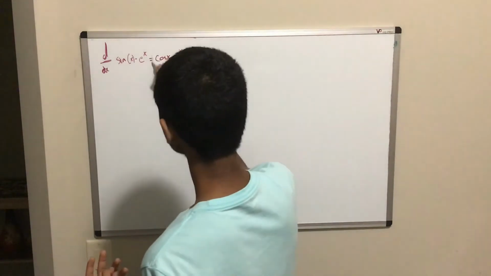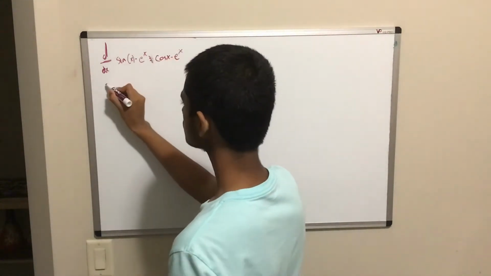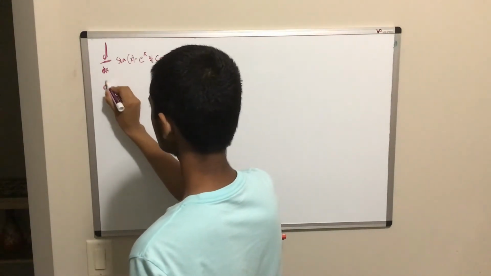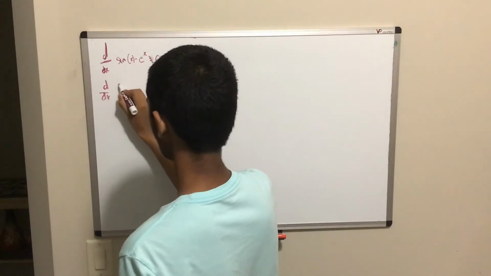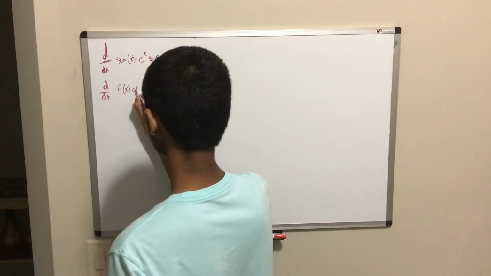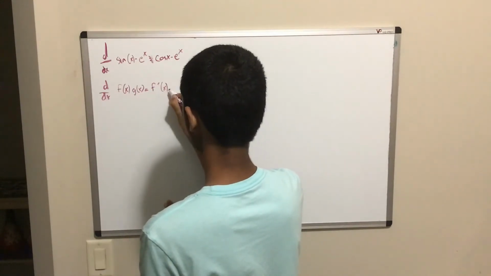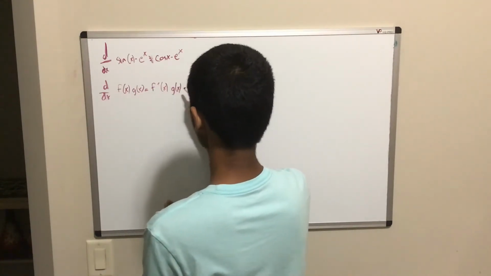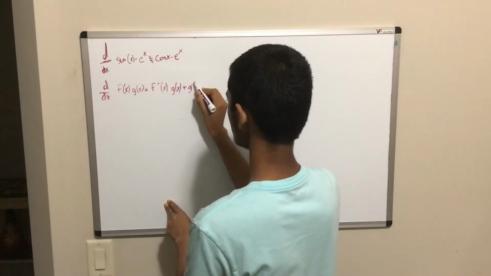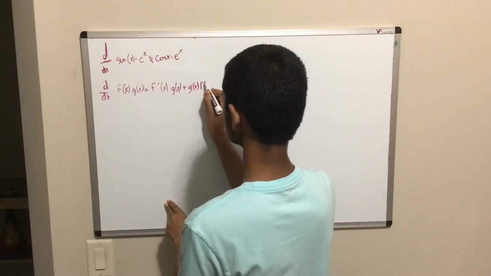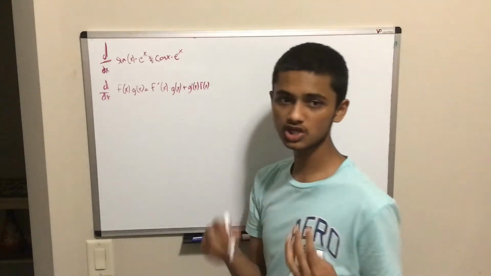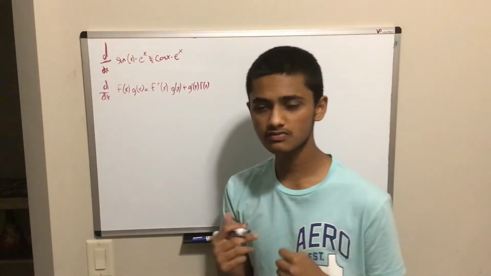And the product rule, this is not equal, and the product rule states that the derivative of f of x times g of x is equal to f prime of x times g of x plus g prime of x times f of x. And we'll try proving that using the limit definition of a derivative.